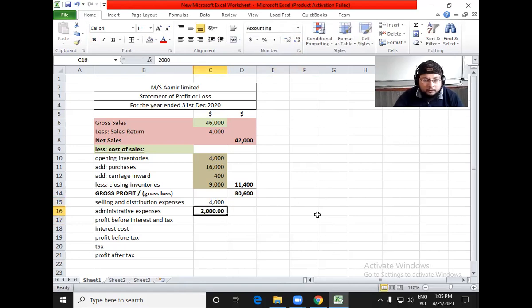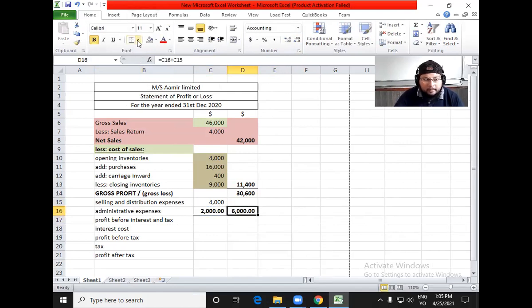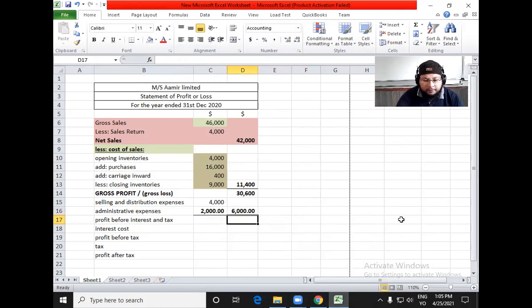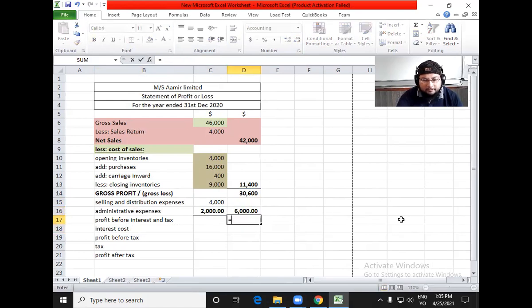So you will use these two figures and take the sum, which is 6,000, and you will arrive at profit before interest and tax. And how do we do that? We subtract these expenses from the gross profit. So you will take the value of gross profit and then subtract the expenses. You will arrive at profit before interest and tax.